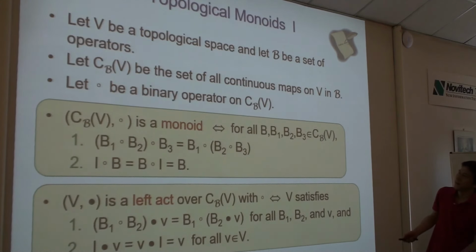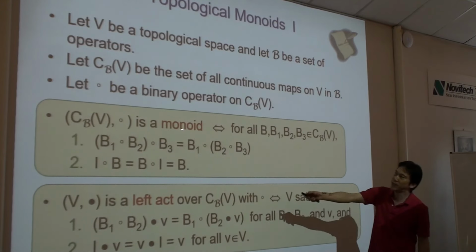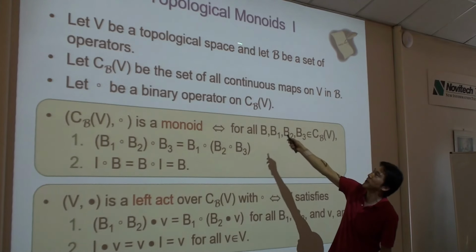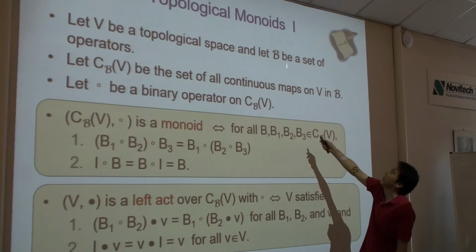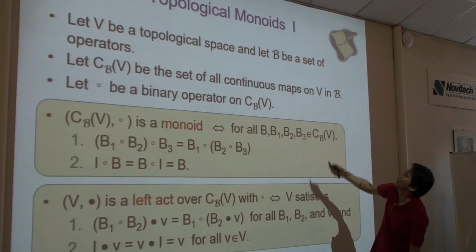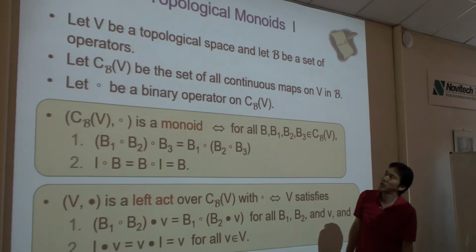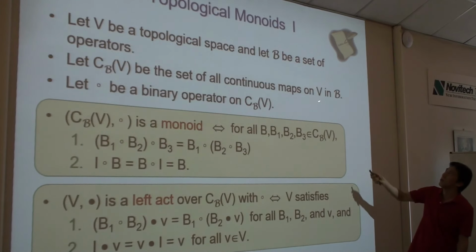Okay, so then I have to introduce some more definitions here, the notion called the topological monoid. This is just the extension of the standard monoid. Here V is as before, a topological space, and this handwritten letter B is the set of operators. This particular notation refers to the set of all continuous maps defined on this V.